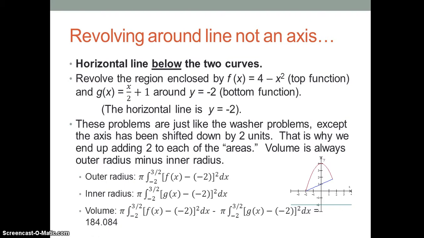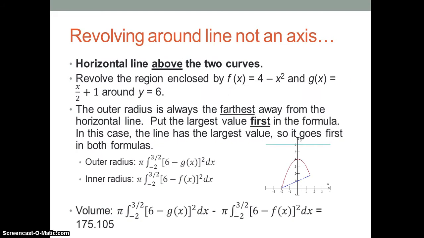by 2 units. So what we do is we say the integral from negative 2 to 3 halves of f of x minus negative 2 squared dx. Okay, because we're going to end up adding the horizontal line value to our region already. And we do the same for our g of x. We're going to do pi times the integral from negative 2 to 3 halves of g of x minus negative 2 squared dx. And so eventually we end up adding 2 units to our area. When we plug that into our formula and use our calculator, we get a volume of 184.084.